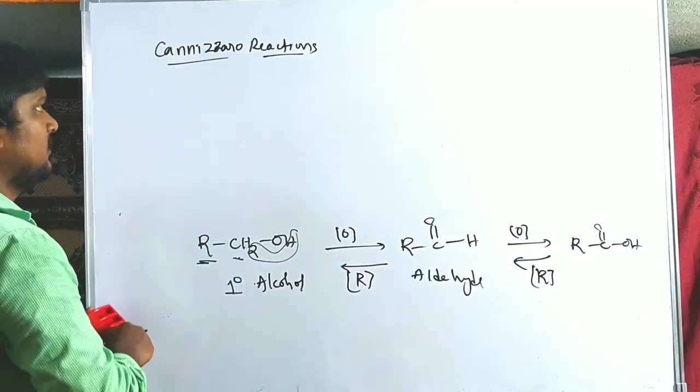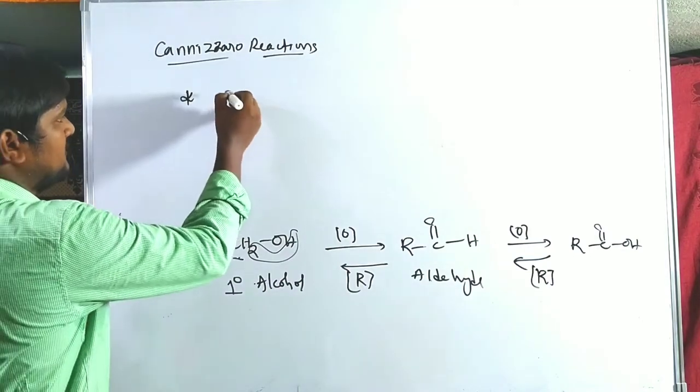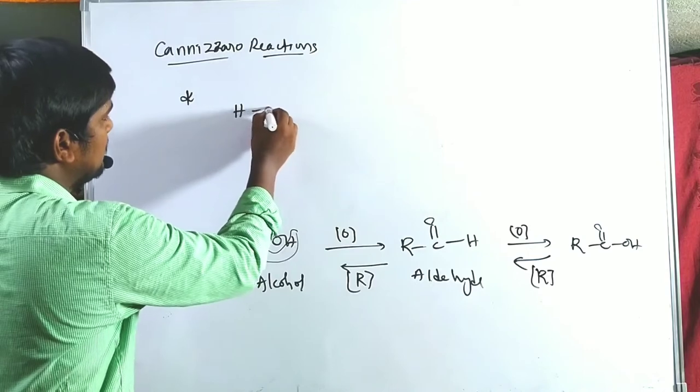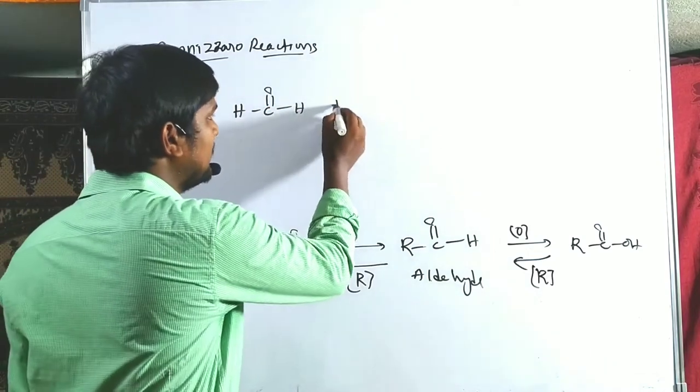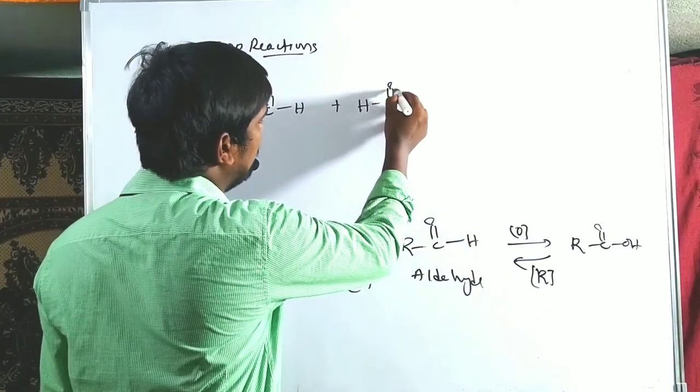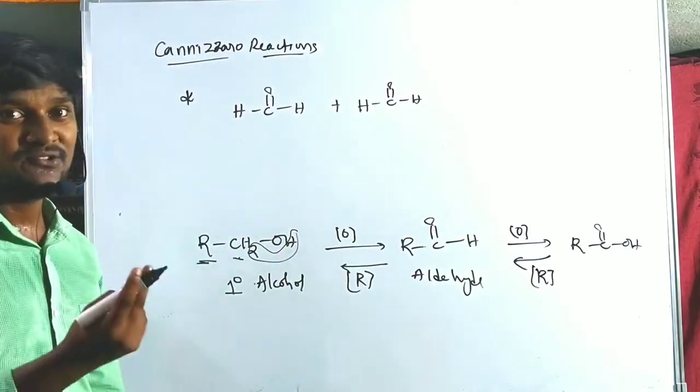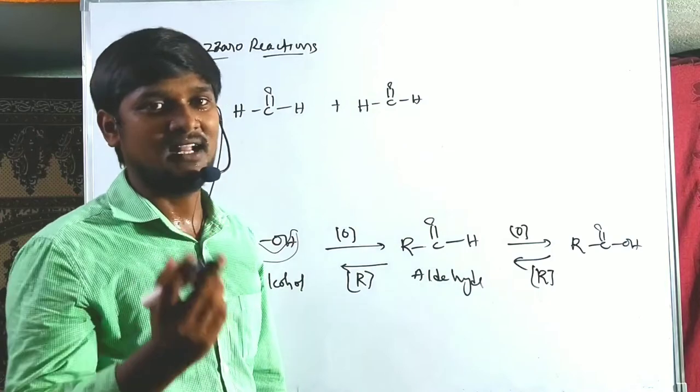Now we go through the reaction of Cannizzaro. Here this is formaldehyde. We take 2 moles of formaldehyde. These two formaldehydes are without alpha hydrogen.